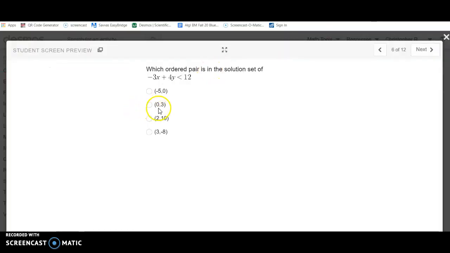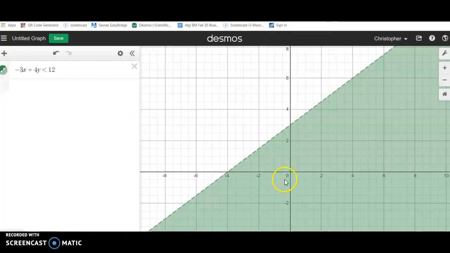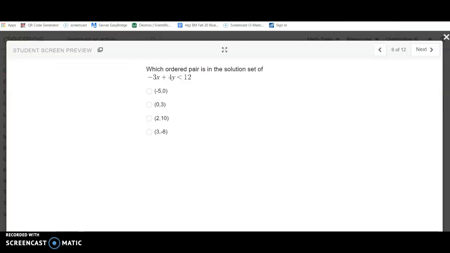So now I'm going to go to 0, comma 3. So I'll go to 0, 3, I go up 3, it's right on the line. But this is a dashed line. If it's a dashed line, that means it is not part of the solution. So I'm not going to pick that one.